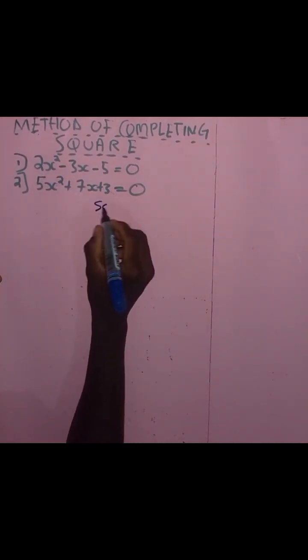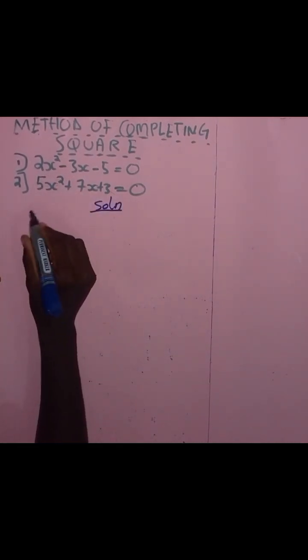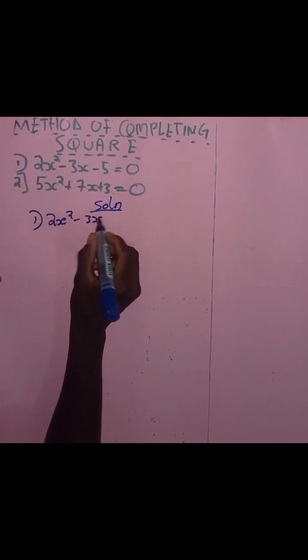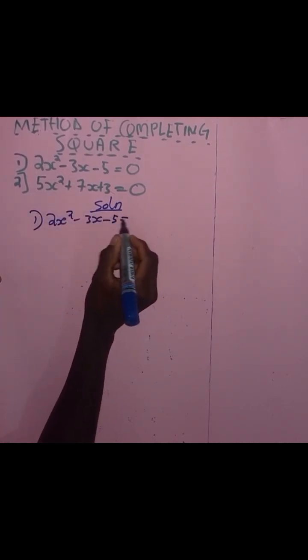Okay, here is a video guide on how to solve quadratic equations using completing the square. Okay, let's see the first question. Number one, we're having 2x squared minus 3x minus 5 is equal to 0.